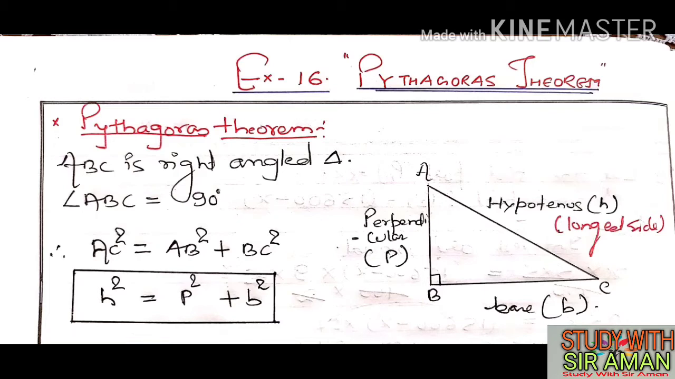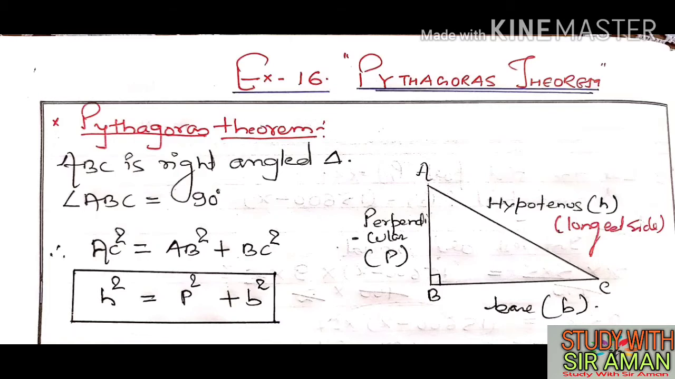AC square is equal to AB square plus BC square, means what is Pythagoras theorem? Hypotenuse square is equal to perpendicular square plus base square. This theorem is known as Pythagoras theorem. It is based on right angle triangle.